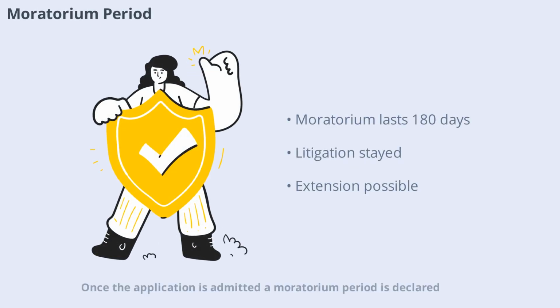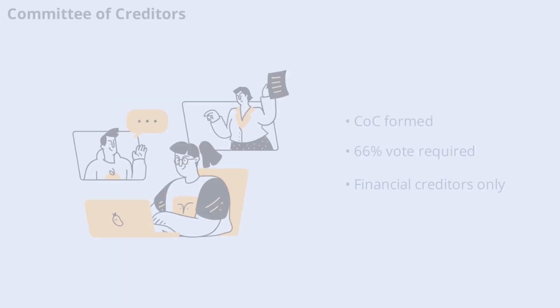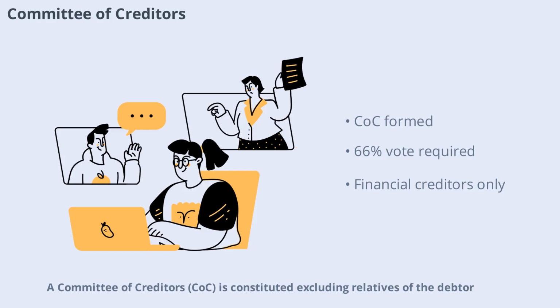Once the application is admitted, a moratorium period is declared. This moratorium lasts for 180 days and can be extended up to 270 days. During this period, all pending suits against the corporate debtor are stayed and no new suits can be filed. The moratorium provides breathing space for the debtor and ensures that the resolution process is not disrupted by ongoing litigation. It is a critical feature of the IBC, designed to protect the interests of all stakeholders and facilitate an orderly resolution.